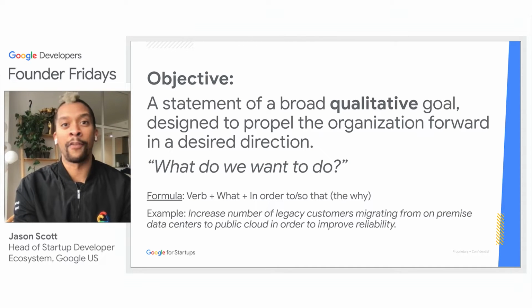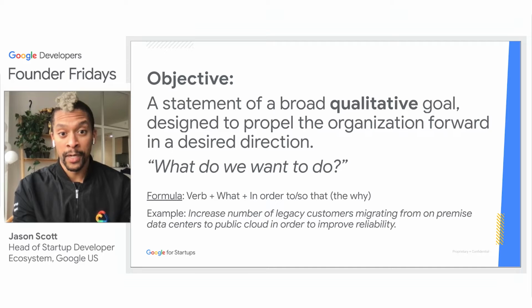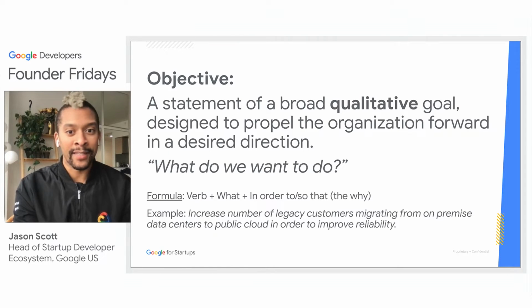Why is this, out of all the things that we can be doing, a top 2 to 3 priority for our startup? An example is increase, so that's your verb. The what are you going to increase? The number of legacy customers migrating from on-premise data centers to public cloud. And the why. Why is it important? In order to improve reliability. This is clear, this is concise, and everyone understands what your North Star is and why it's a top 2 to 3 priority for your company.